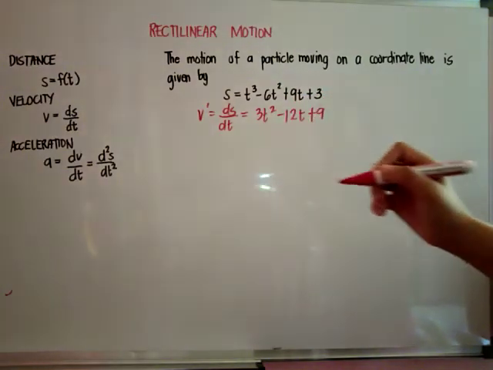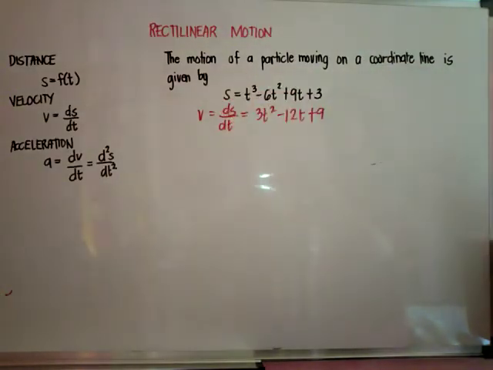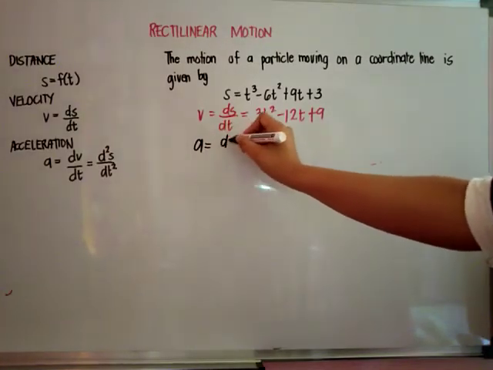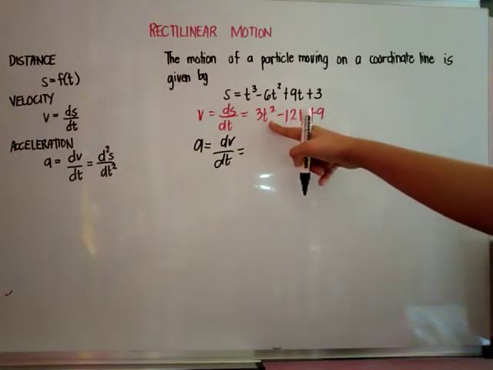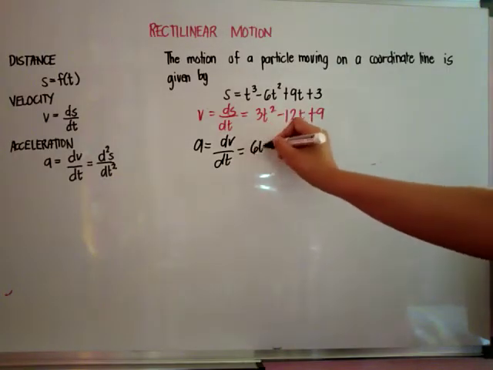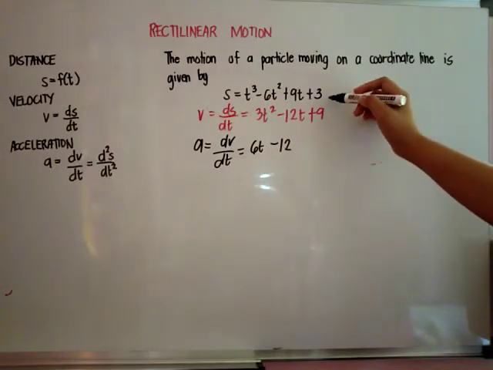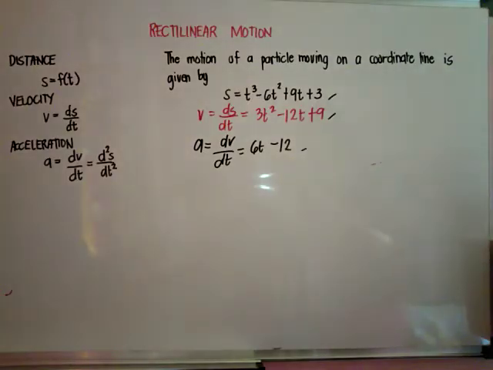And then, to get naman the formula for the acceleration, we have the derivative of velocity with respect to time. So, ito naman yung kunin natin yung derivative. So, 6t minus 12. So, ito na yung formula natin for the distance, then velocity, and acceleration.